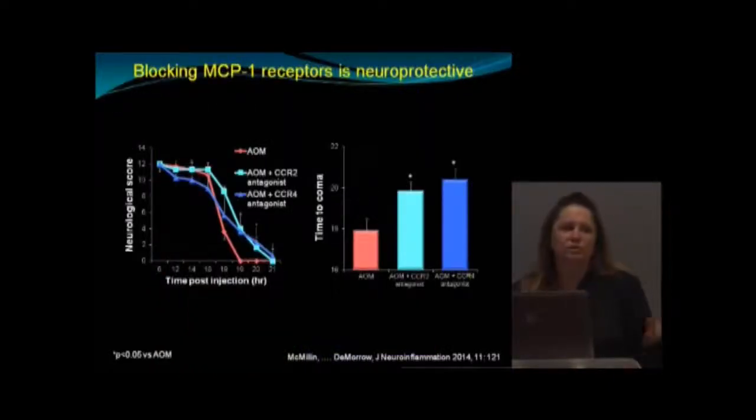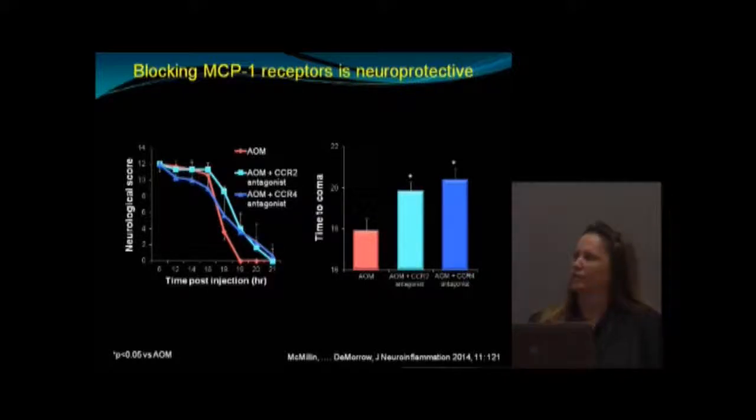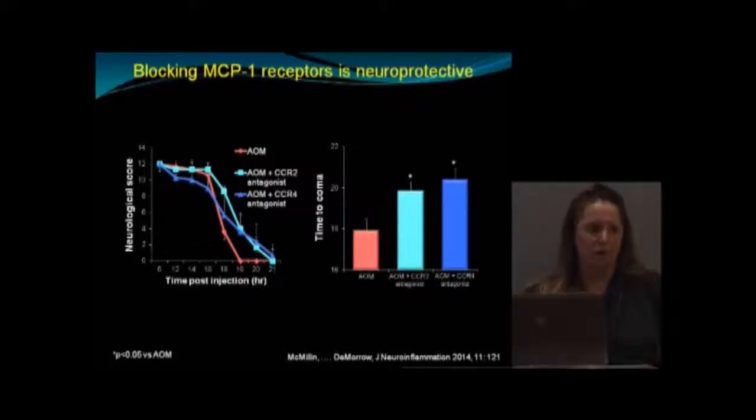So we then wanted to see what role MCP1 might be playing. We blocked the 2 receptors, CCR2 and CCR4, using specific antagonists. And you can see our azoxymethane is in pink here. The 2 different blues are the different antagonists, and this shifts the neurological curve to the right, which suggests that it is neuroprotective and delaying the neurological decline. And you can also see that indicated here by the time to coma. I will point out, and I don't have the data here, but this had very little effect on the liver damage. And so this was a neuroprotective effect rather than a hepatoprotective effect.